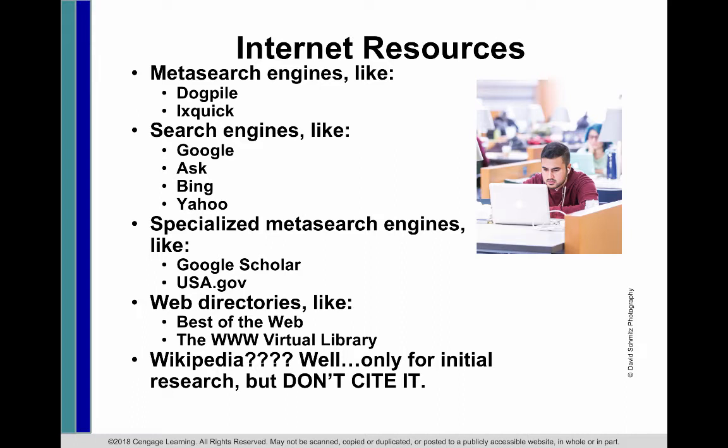Or USA.gov, which searches all government resources and is an incredibly good source of information. Then there are things called web directories, which are basically indexes of web pages. Best of the Web indexes web pages by subject area, and the World Wide Web Virtual Library does pretty much the same thing.